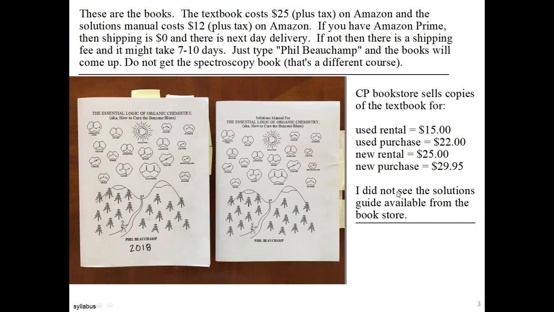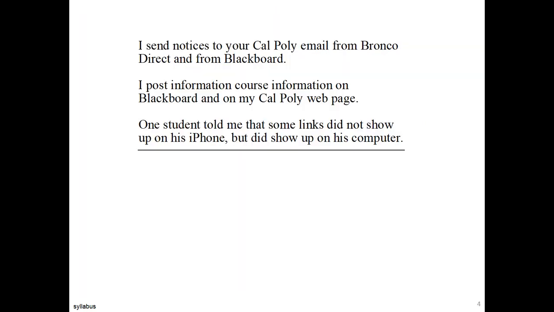The other alternative is maybe you know somebody who took the course already, and you can just borrow their book or buy it from them. That's another possibility. When I send out notices to you, I either send it through Bronco Direct or from Blackboard, but in either case it goes to your Cal Poly email, so you have to check that. Some people don't check their Cal Poly email, but you want to, or maybe you can reroute your Cal Poly email through your regular email. I post course information on Blackboard and on my Cal Poly webpage.